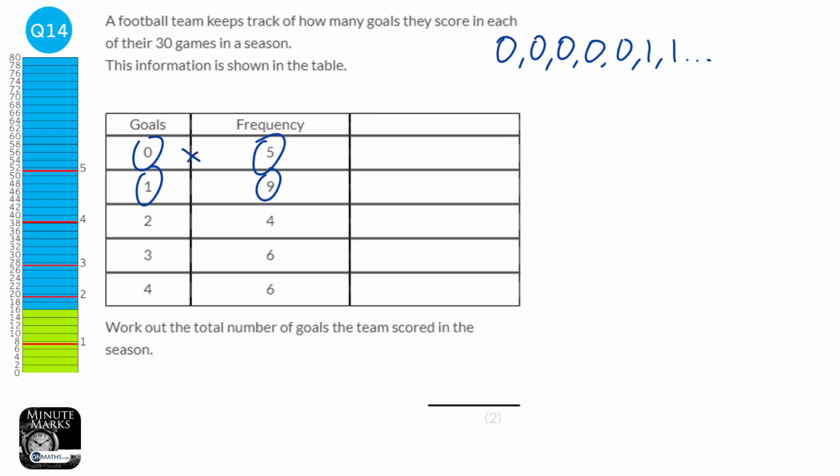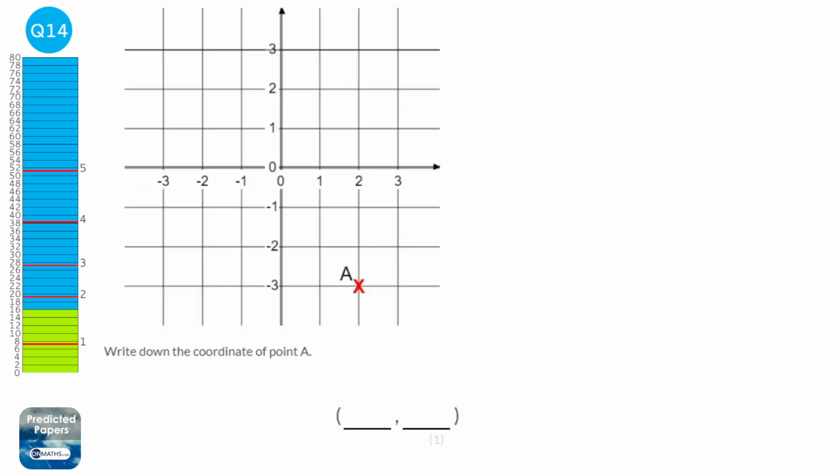So we've got 5 lots of 0 goals, which will just be 0. 9 lots of 1 goal, so that's just 9. 4 lots of 2 goals, so that's 8. 6 lots of 3 goals, that's 18, and then 6 lots of 4 goals, that's 24. So all we need to do now is add up the 0, 9, 8, 18, and 24, which brings us to 59. So there were 59 goals scored.